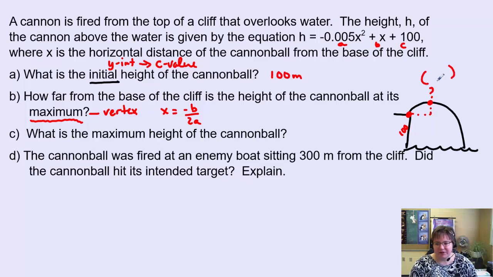So in other words, they're looking for the x coordinate of the vertex. So plug your numbers in. Minus 1 over 2 times negative 0.005, which gives you, when you work it out on your calculator, 100. So it's 100 meters out when it hits its maximum.